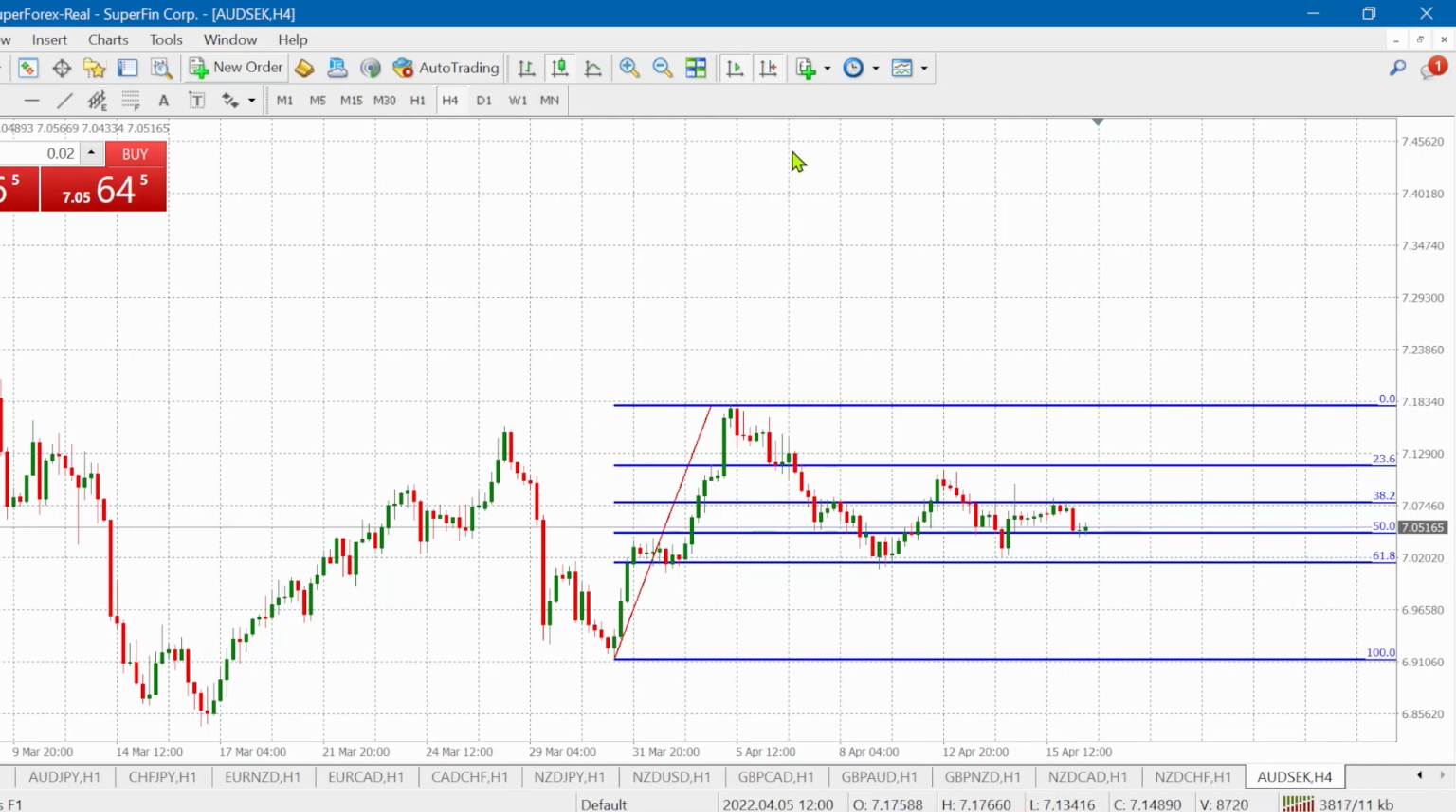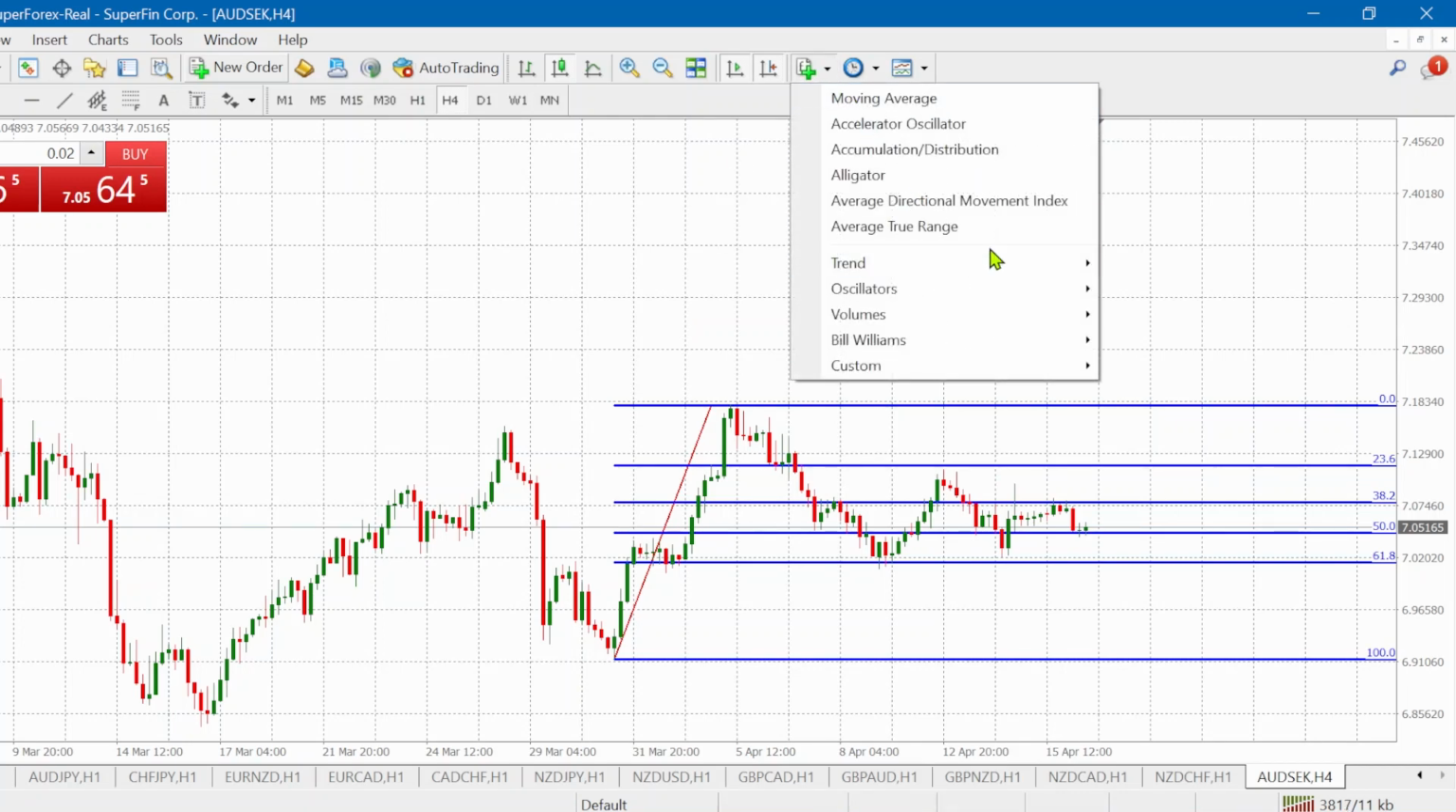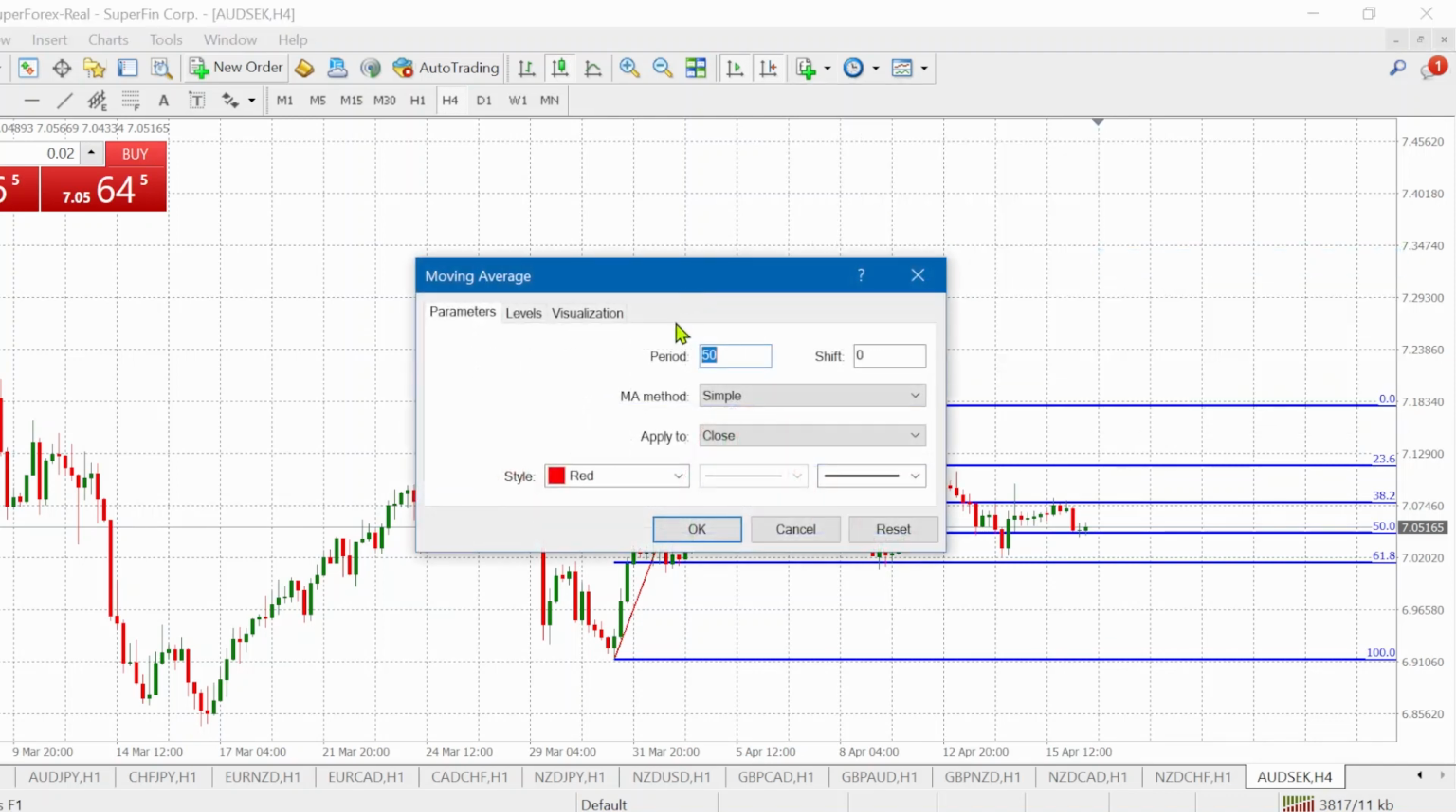Let's add the moving average. Go the trend moving average. The period we shall be using 50, and the method will be simple, and press OK.